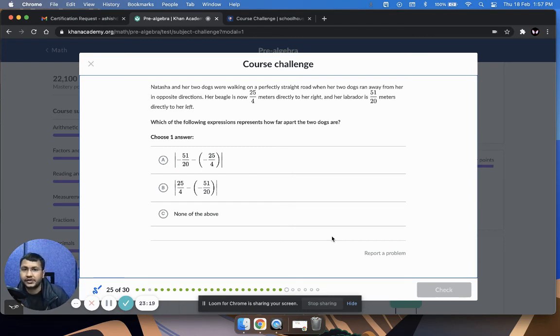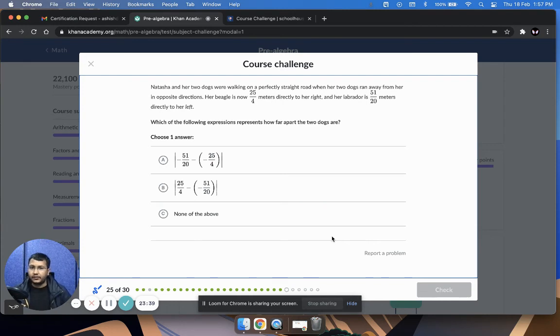Which of the following expressions represent how far apart the 2 dogs are? So if you look at it, the dogs are farther away. One is towards the right, the other one is towards the left. If you want to figure out the distance between the dogs, you add these 2 distances. That's how I'm thinking about it. But let's see what the options are.